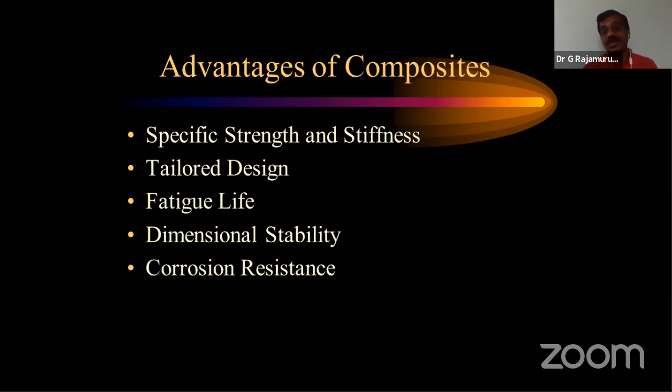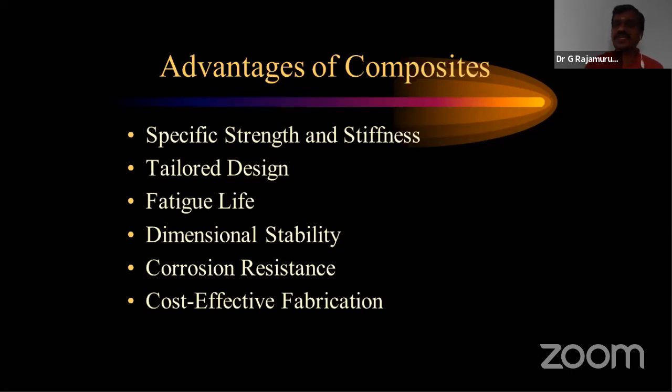Another is corrosion resistance. It's an excellent property, but you can't expect this corrosion resistance in a normal metal. Even aluminum will corrode, because when you place aluminum in an oxygen atmosphere, it will react with the oxygen and form alumina, Al2O3, which prevents further corrosion of the material. So corrosion is a major problem in normal engineering materials, but that can be rectified by using these advanced composite materials. It is also very cost-effective fabrication.